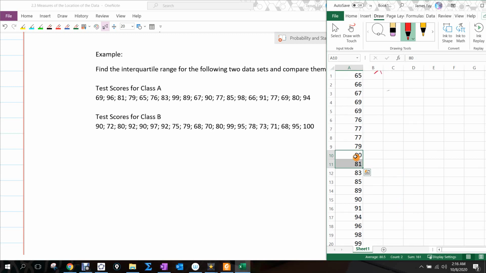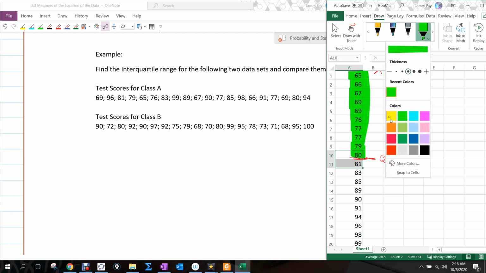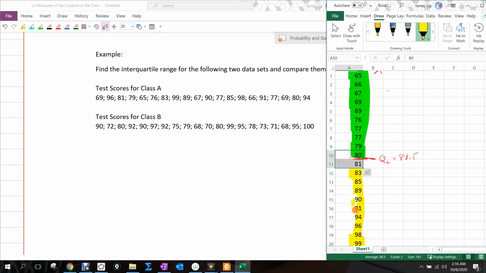So that means my Q2 is the average of 80 and 81. Right here, Q2, the average of 80 and 81, is 80.5. Alright, so now that breaks my data into two groups. I've got this top group, including that 80, and I've got this bottom group.